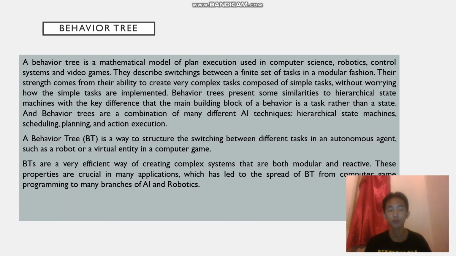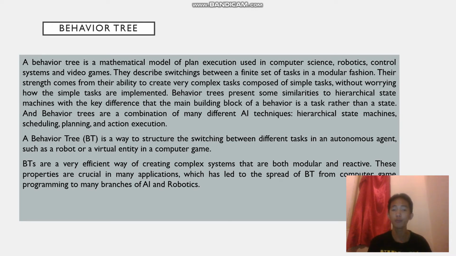Behavior tree. What is behavior tree? Behavior tree is a mathematical model of plan execution used in computer science, robotic control systems, and video games. They are discrete switching between a finite set of tasks in a modular fashion. Their strength comes from their ability to create very complex tasks composed of simple tasks without worrying about how the simple tasks are implemented. Behavior tree presents some similarities to hierarchical state machines, with the key difference that the main building block of a behavior tree is a task rather than a state.